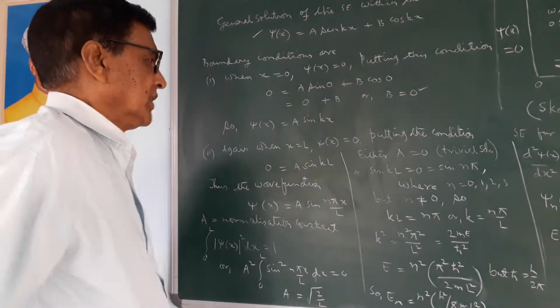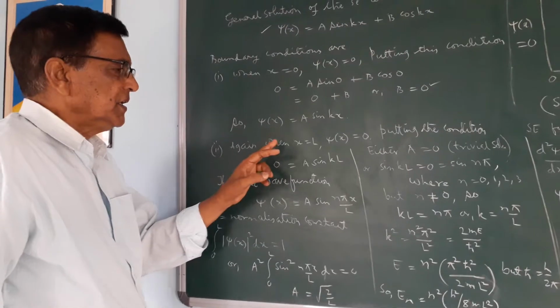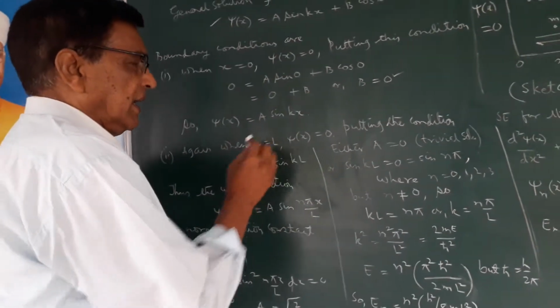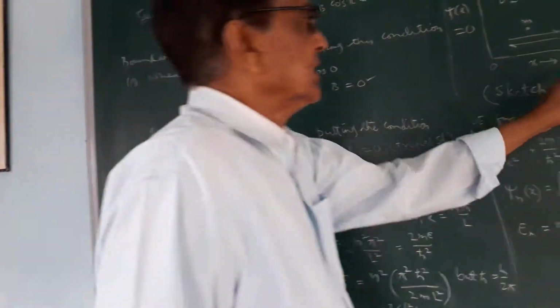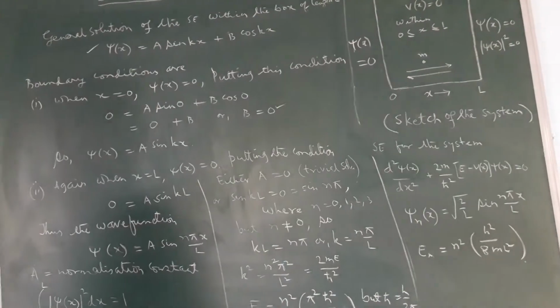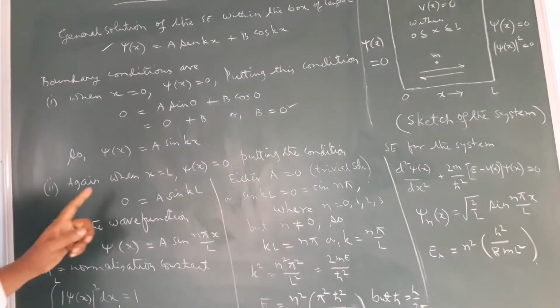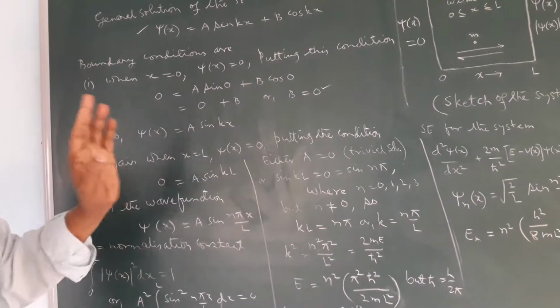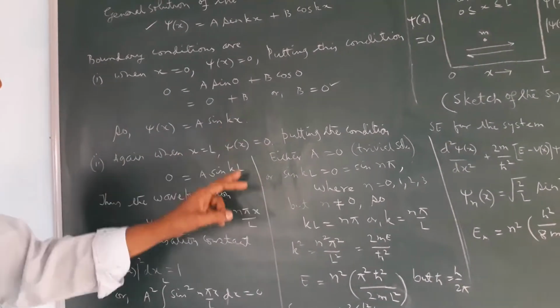k is the constant. Now we put the second boundary condition. When x equals L, ψ(x) again equals 0. Putting this condition, 0 equals A sin k, and instead of x we write L.